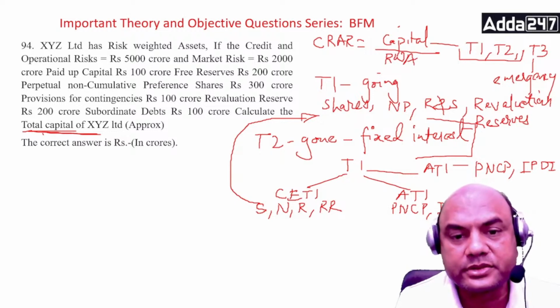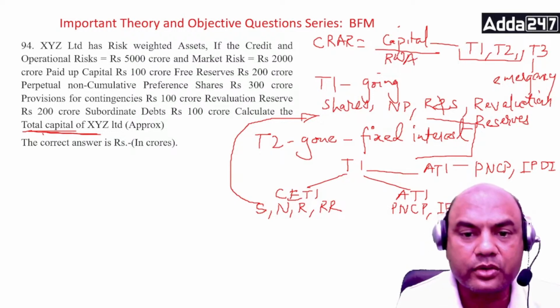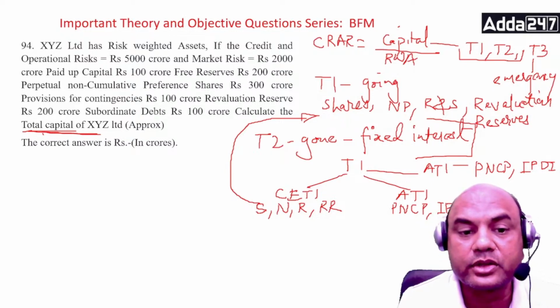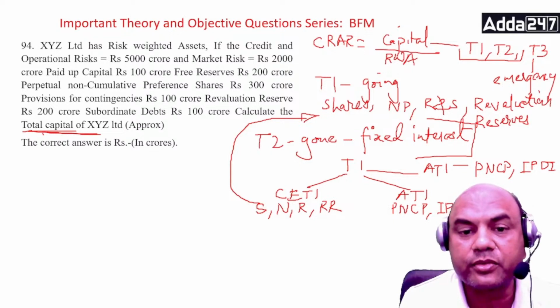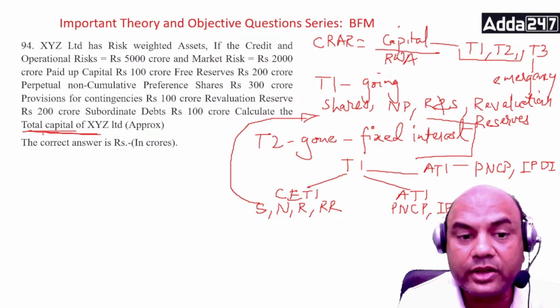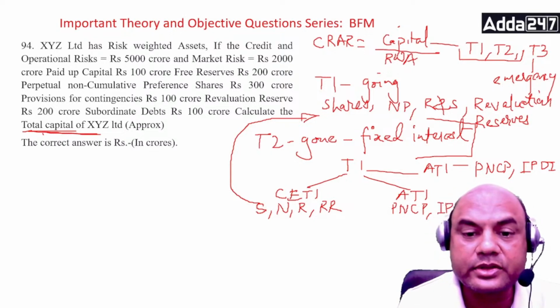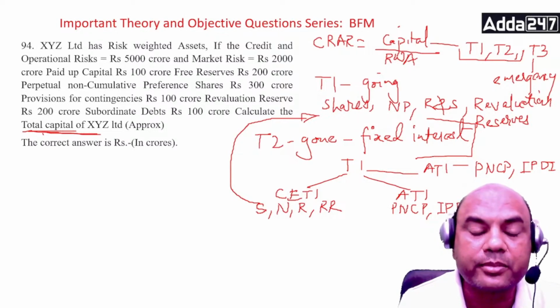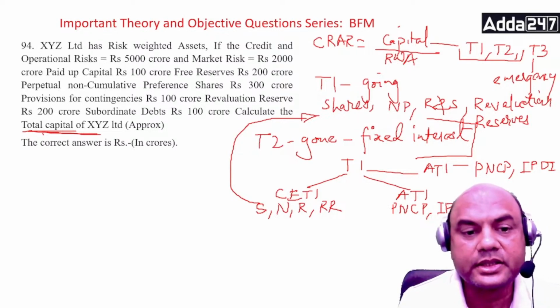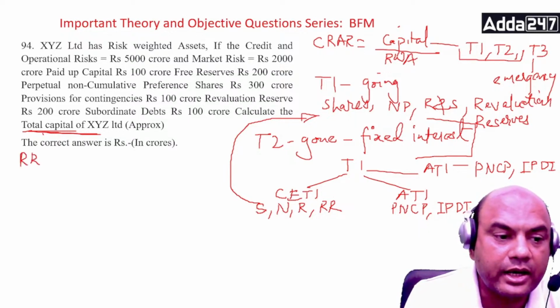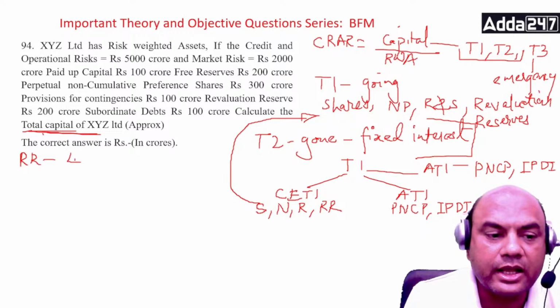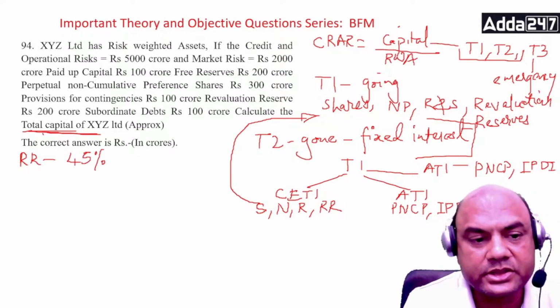Then free reserves, means reserves and surplus, 200 crores. That also I'll add. PNCP, that is also a part of T1 only. So 300 I'll add. Provision for contingency, that's not a part of T1. Revaluation reserves, yes, but revaluation reserves are always taken at a 55% discount. One important part about RR is it is always taken at 45%. Whatever is the figure, take 45%, which means a 55% discount.